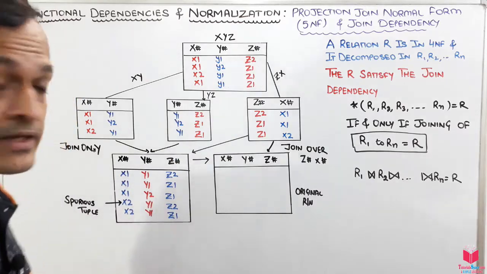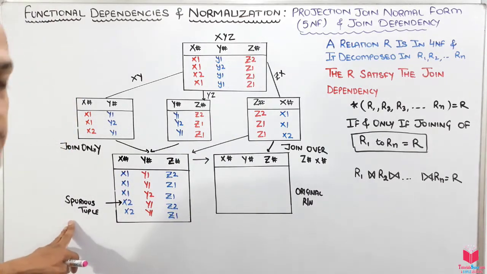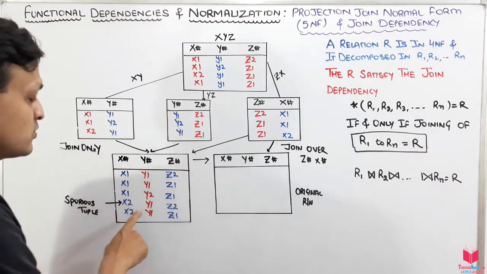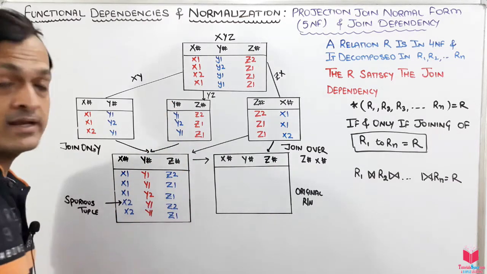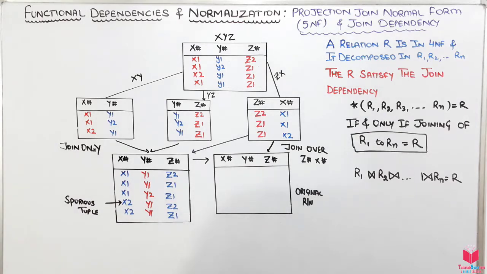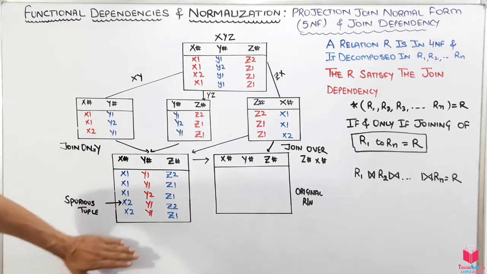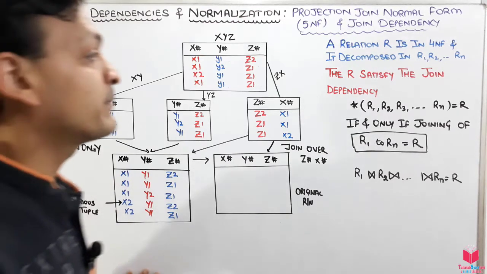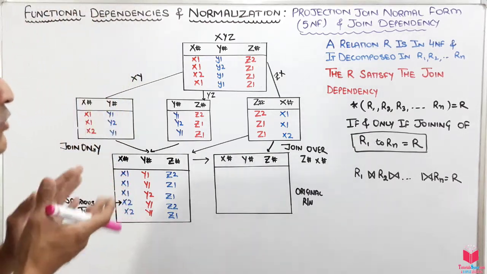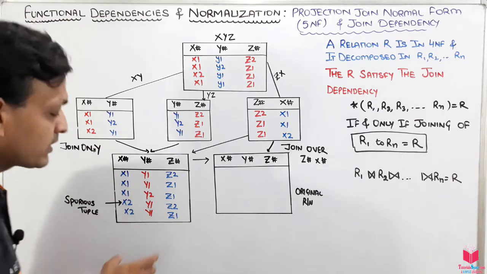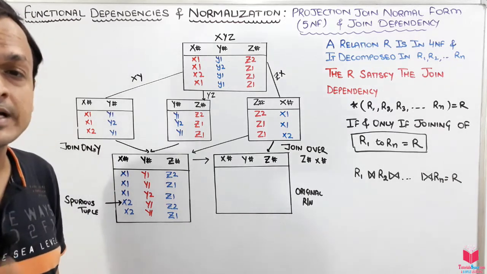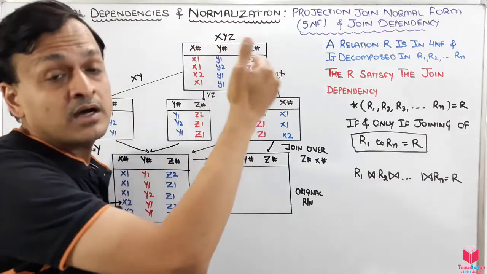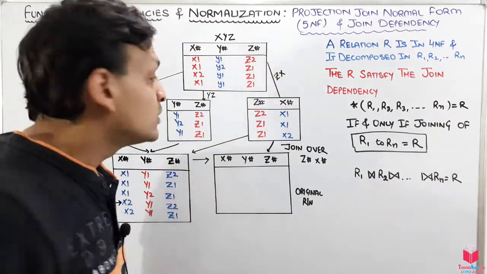That means there is something extra, a spurious tuple. The tuple x2 y1 z2 is an extra tuple here, which we do not want. So that means we have done something wrong. According to join dependency and the fifth normal form, if we do not get the original relation, we have to decompose this relation again into some other relation also.